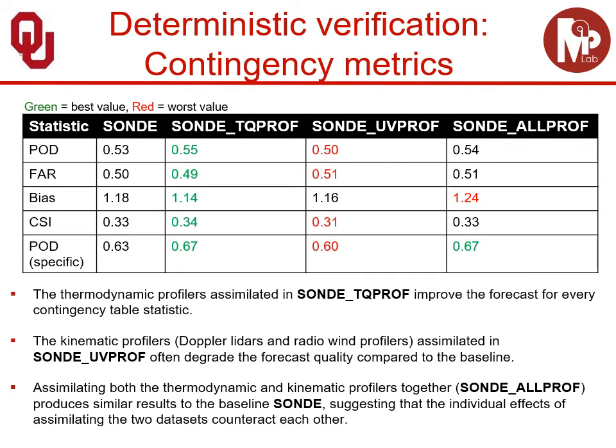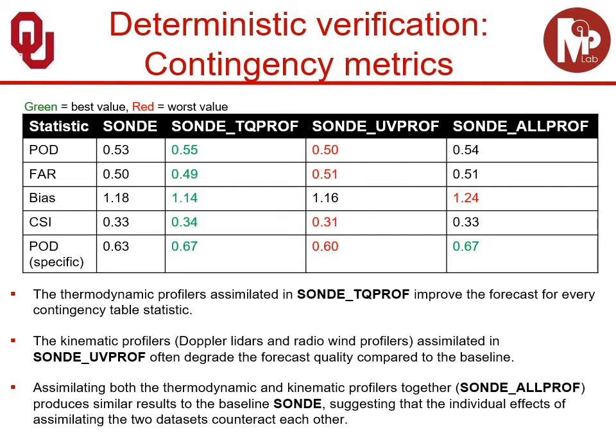So moving on to the deterministic results, this slide shows the contingency metrics for the matched object pairs. I'll note that the first 4 rows here verify over all CI events within the domain, whereas POD specific is only calculating the probability of detection for the specific CI events that are linked to the main ascent mechanism for each case. And again, we see small but systematic and consistent benefits from assimilating the thermodynamic profilers. So we see in green our best values for all these different metrics are produced in SON-TQ-PROF.